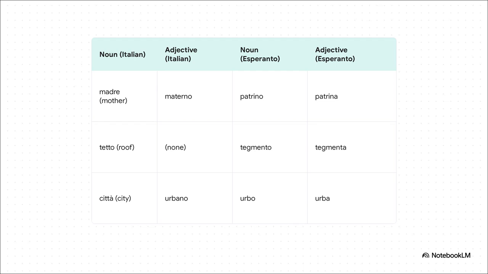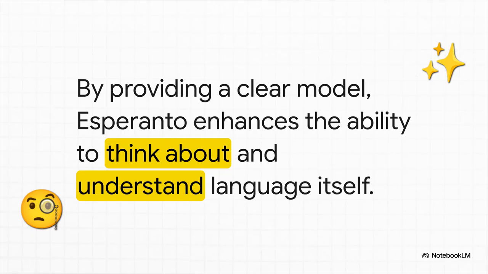And this table here shows the same kind of thing happening in Italian. The adjectives often look like completely different words from the nouns. But look at Esperanto. The pattern is perfect. Patrino, mother, becomes patrina. Tegmento, roof, becomes tegmenta. It's a perfect working model of how grammar can function. So by playing around in this kind of linguistic sandbox, students develop something called metalinguistic awareness. Basically, they stop just using language and start understanding how it's actually built. And once that happens, all the hidden rules and structures of their own native language suddenly become visible.